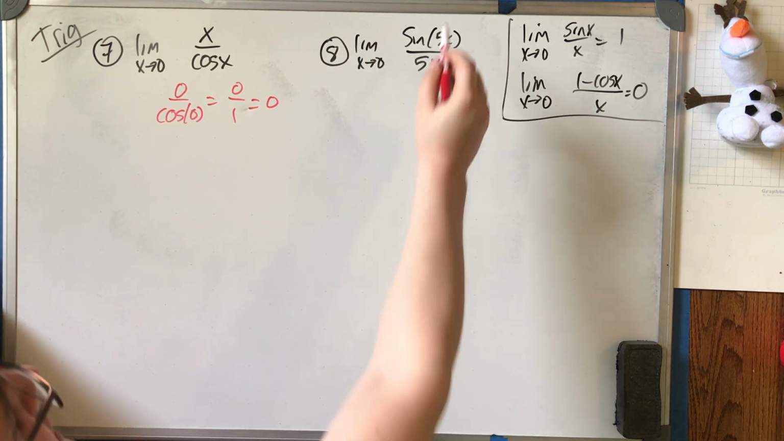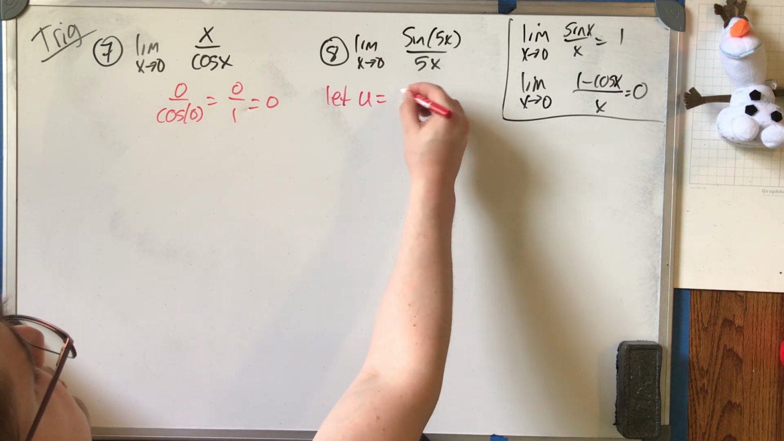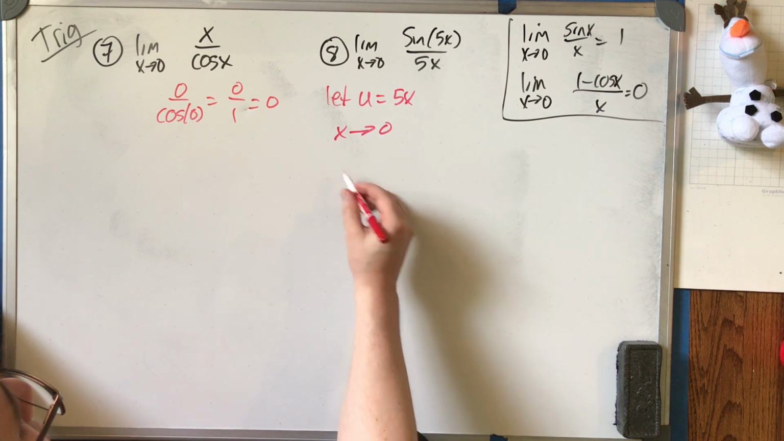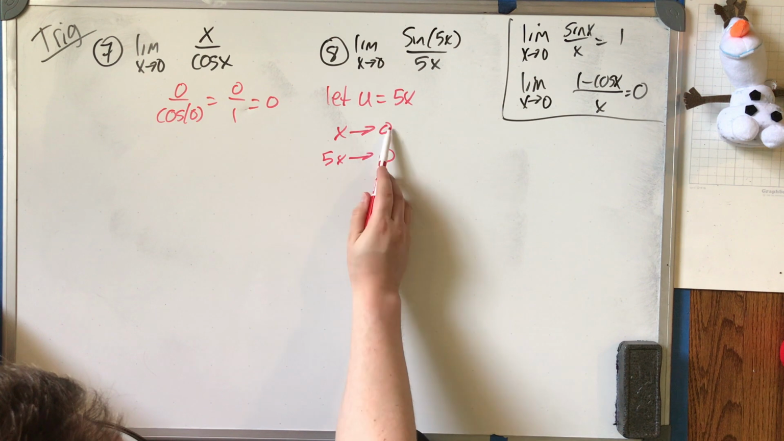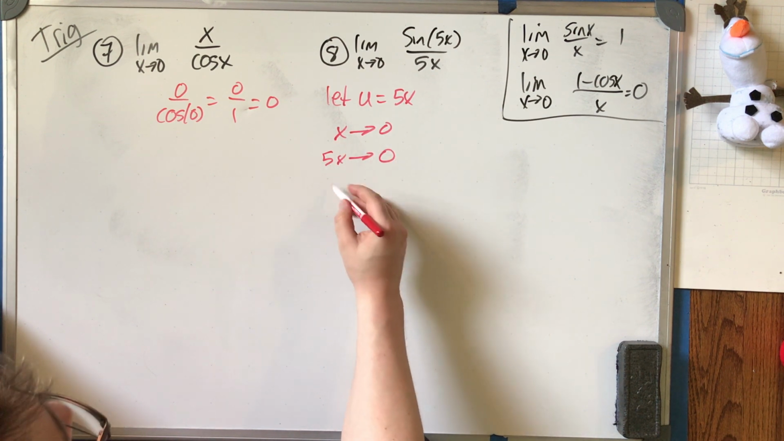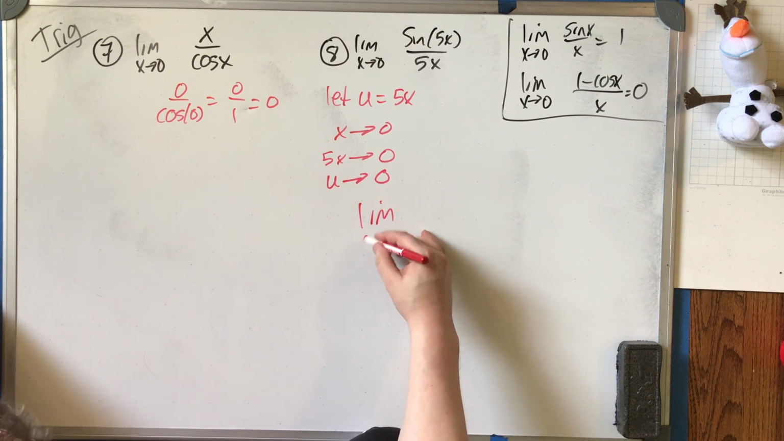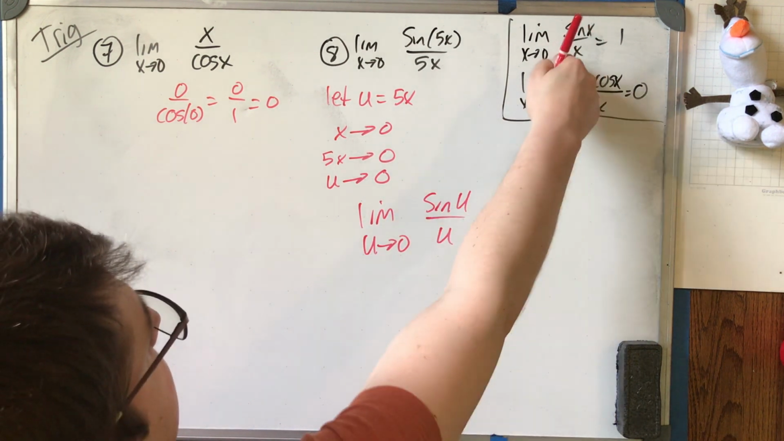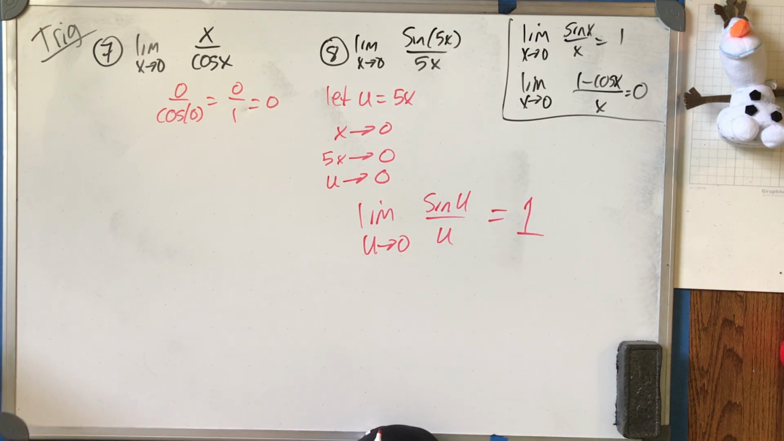8's a tricky one. We got this 5x and this 5x. So what I want to do is create this new letter. I'm going to say let u equal 5x. So if x is approaching 0, let's multiply this by 5. That means that 5x would also be approaching 0. I just multiplied both sides by 5, which means that u is approaching 0. So I'm going to rewrite this then as the limit as u approaches 0 of sine u over u. And that fits that right there. So I know that this is going to equal 1.